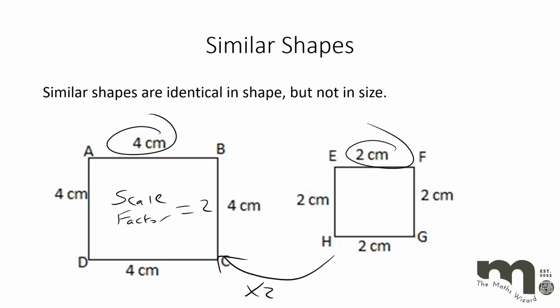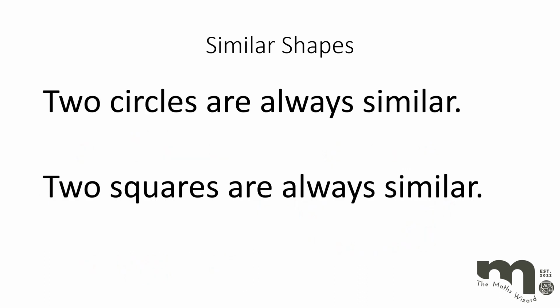So two key facts to remember here. Any two circles are always similar because you have one continuous length, and any two squares are always similar, and that is because you've got 4 equal sides. Okay, so there are two facts to remember, but it does get a bit more complicated with other shapes.